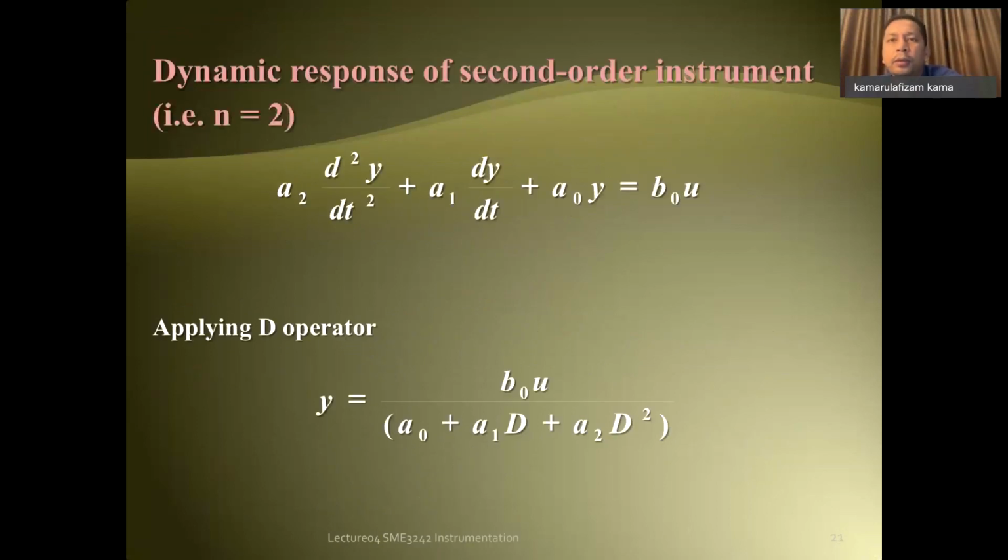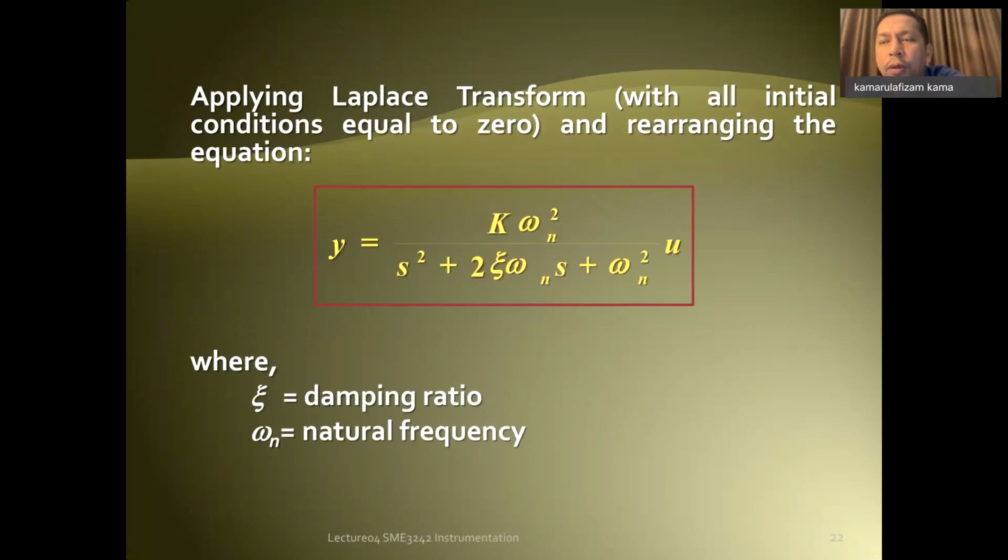All right, so this is the very last part, the dynamic response of the second order instrument. In this case, you have the zero order, a0 y. For the first order, you add in a1 dy/dt. And for the second order, you have a2 d2y/dt squared. So you are adding more terms as you go to higher order.